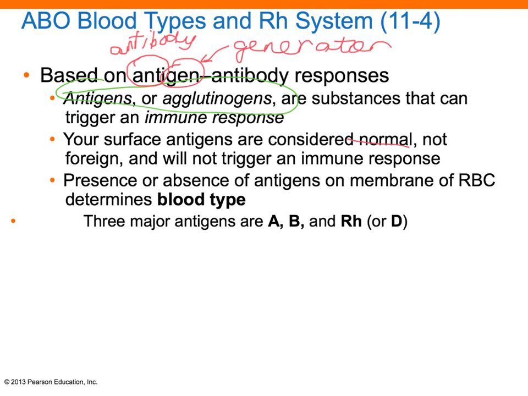The presence or absence of these antigens on the membrane of the red blood cell is what determines the blood type. There are three major antigens that are associated with blood: antigen A, B, and then the Rh type, or we call it D. But the Rh factor is what is being referred to whenever we say negative or positive for your blood. That's the Rh factor, whether you have it or not. If you have the Rh antigen, then you're considered positive, and if you do not have it, you are considered negative.